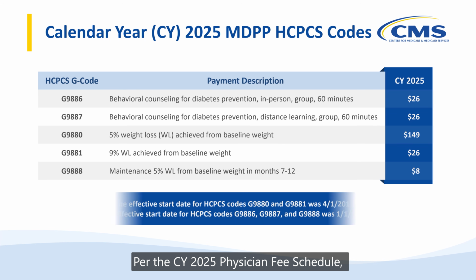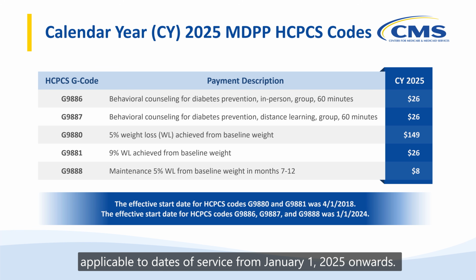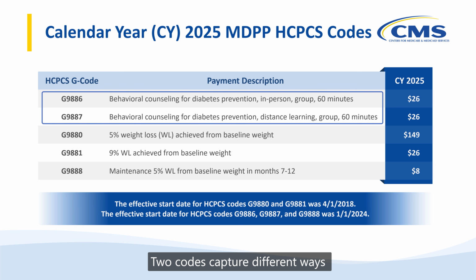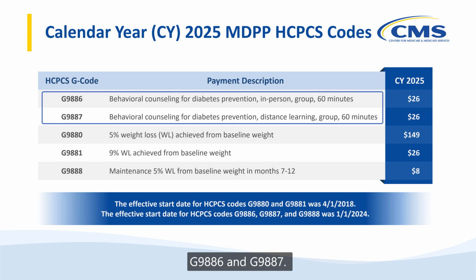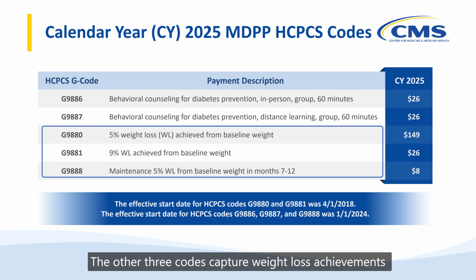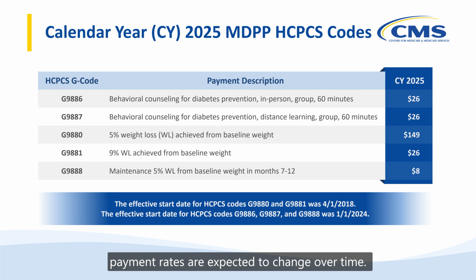For the CY 2025 Physician Fee Schedule, there are 5 HCPCS codes for MDPP applicable to dates of service from January 1, 2025 onwards. 2 codes capture different ways MDPP beneficiaries may attend an MDPP session, G9886 and G9887. The other 3 codes capture weight loss achievements that would result in a performance payment, G9880, G9881, and G9888. As a reminder, payment rates are expected to change over time. The latest payment rate information can always be found on the MDPP website.